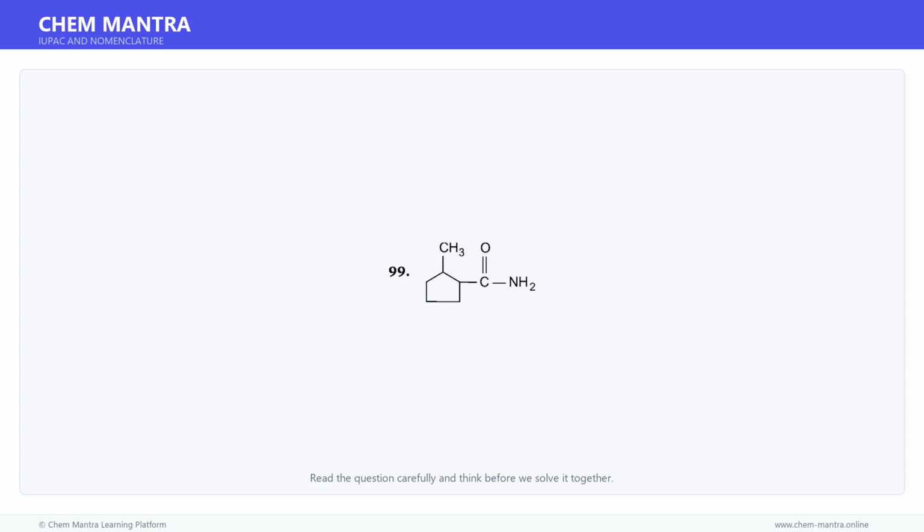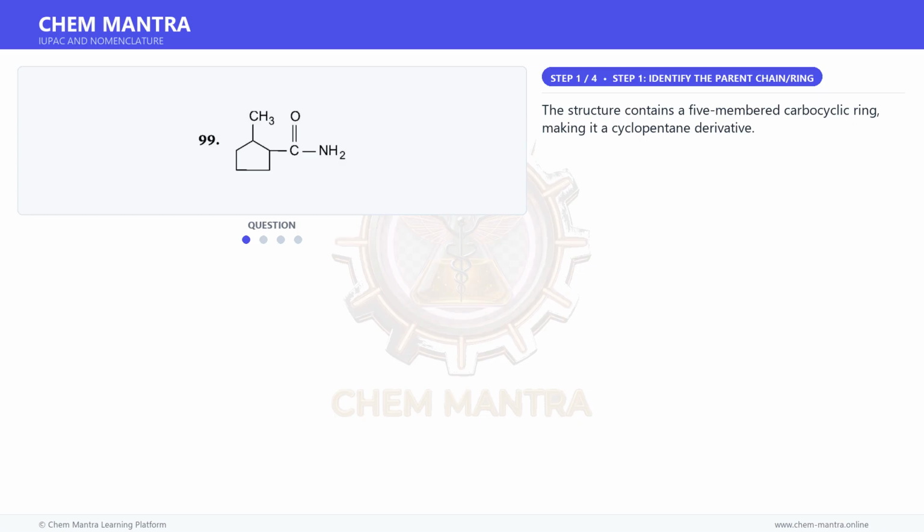Here is a question. Read it carefully and think about the answer. Let us solve it step by step. Let us begin solving this step by step. The structure contains a 5-membered carbocyclic ring, making it a cyclopentane derivative.